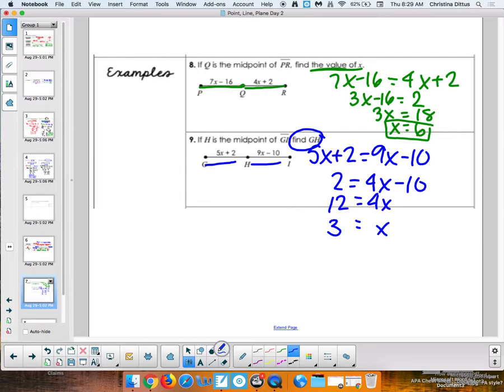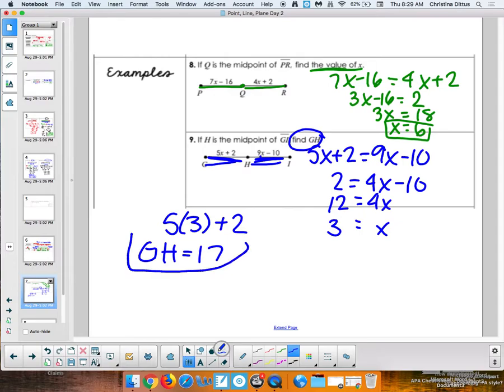Okay, finding GH. Here's GH. I found it. How does x help me? Plug in. So I have 5 times 3 plus 2. How much is GH? 17. If I plug 3 into my HI, what should I get? I should get 17. These better be the same. Do I? I was lucky. 9 times 3 is 27. 27 minus 10 is 17. So it works.